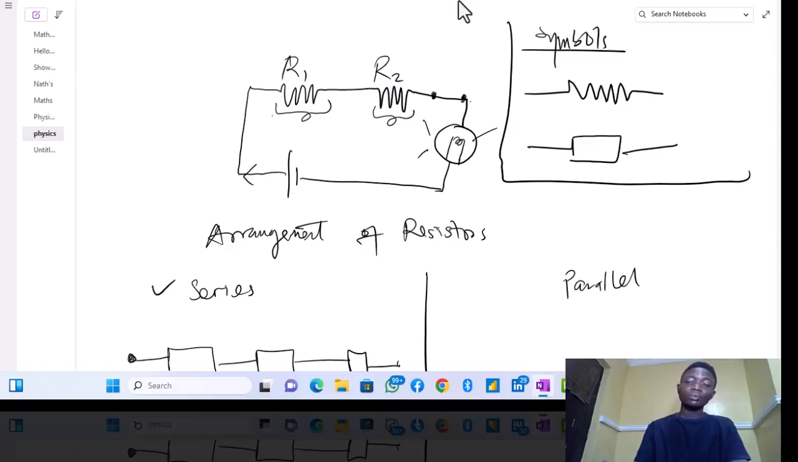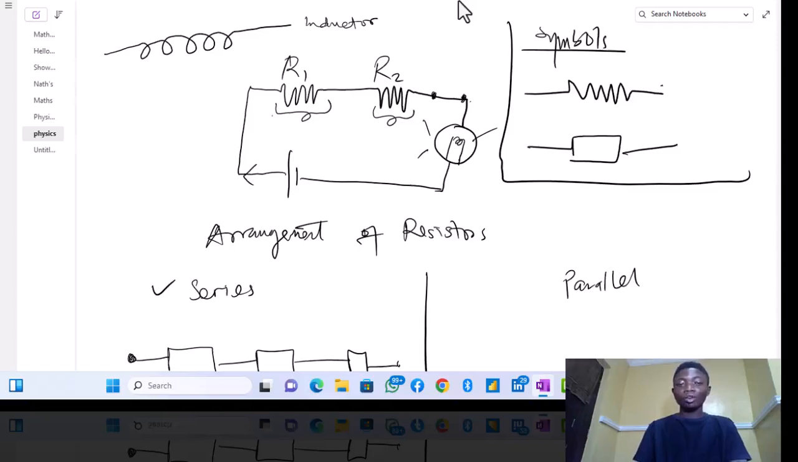These are the two symbols for resistors. Don't mistake this for an inductor. An inductor looks like this. Okay, so this is an inductor. It is different from a resistor.